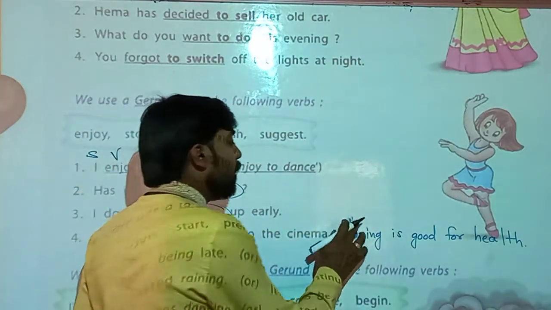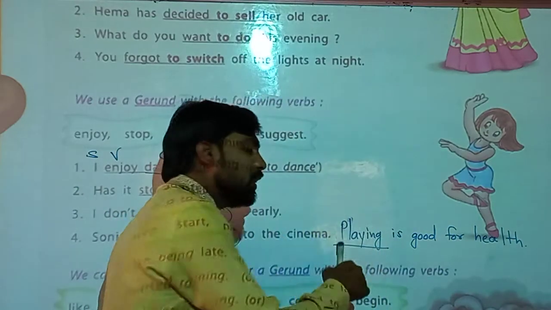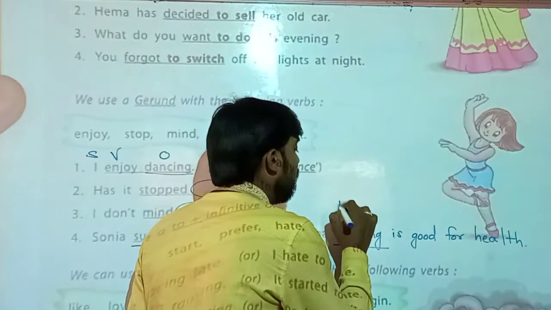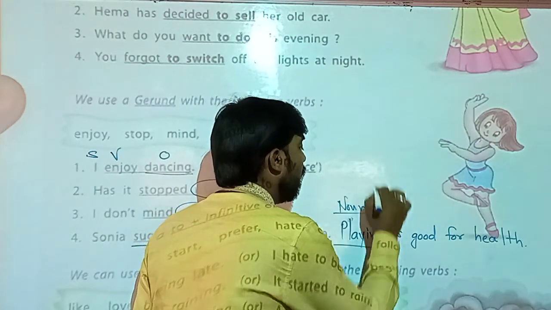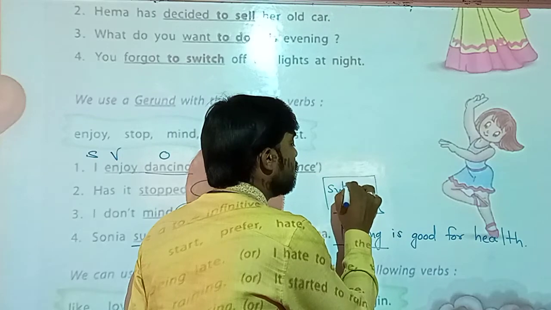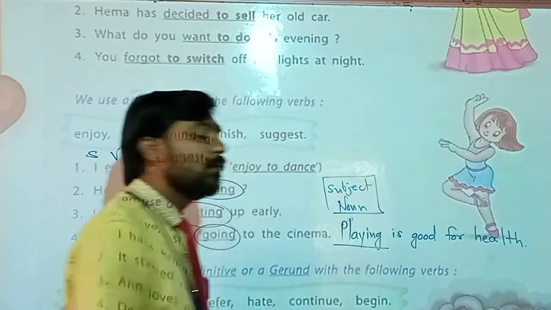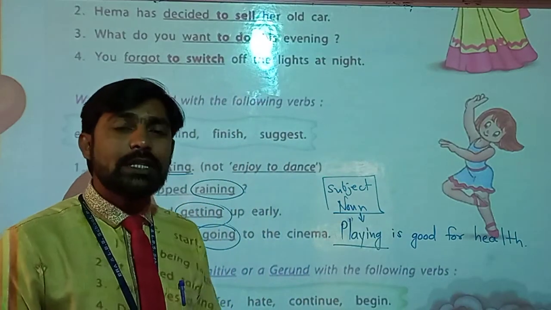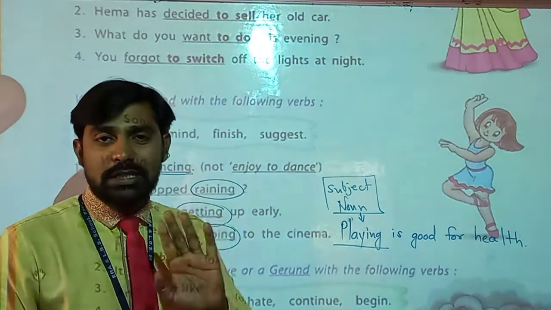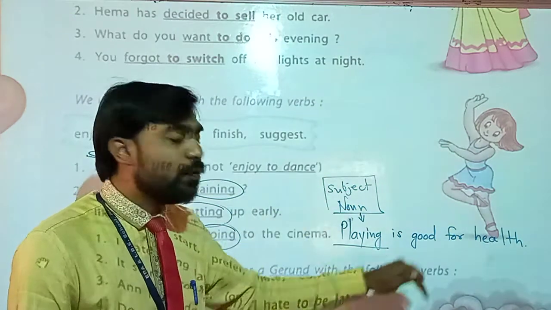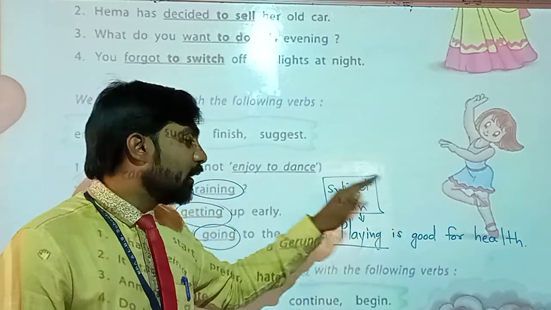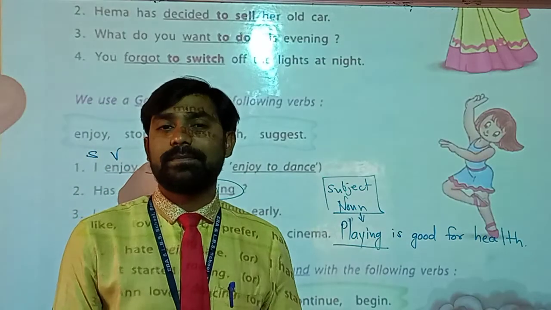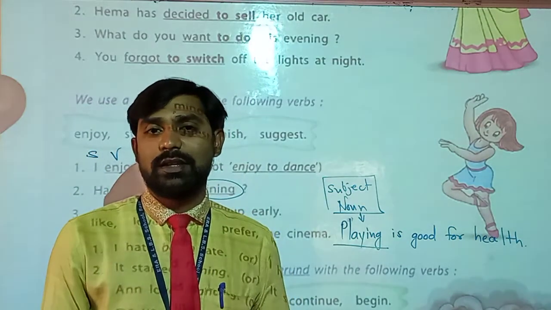Now students, this playing is used here as a subject. It is used as a noun. Okay? It is used as a subject. Playing is used here as a subject, as a noun. It is not verb here. Playing is not verb. Playing is good for health. खेल सेहत के लिए अच्छा होता है. क्या अच्छा होता है? खेल. Understood?